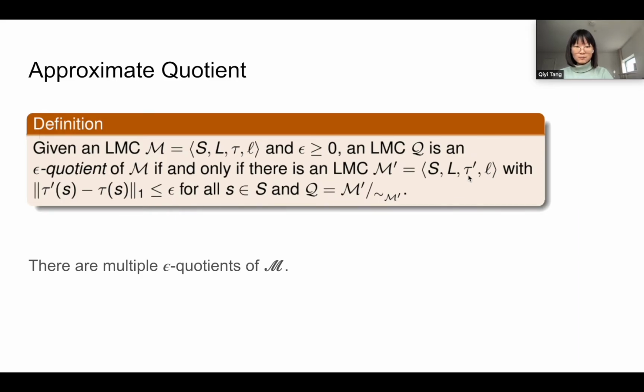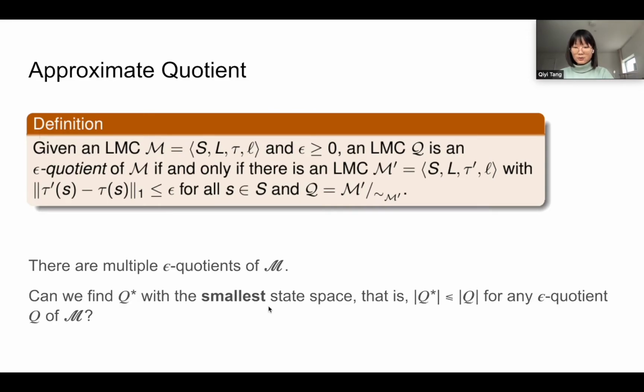Since the choice of tau prime is not unique, there might be multiple epsilon quotients of M. Our question is: is it possible to find an optimal approximate quotient? An optimal approximate quotient is a Q star that has the minimum size among all these epsilon quotients of M.